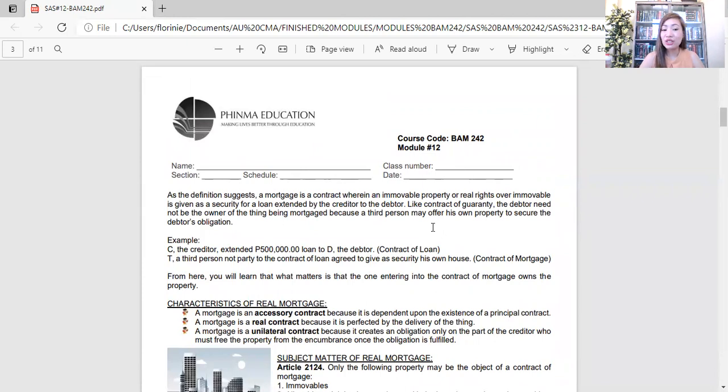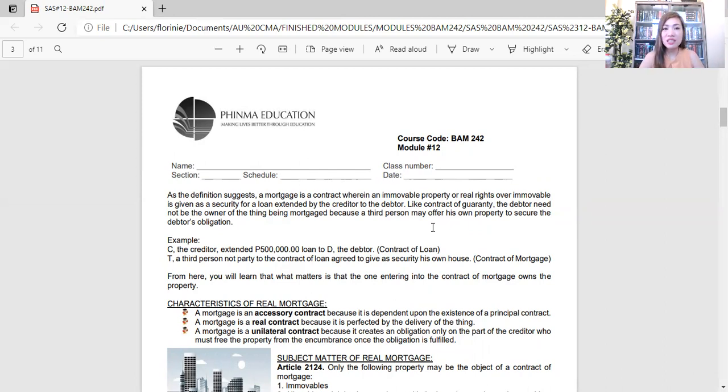Okay, so as the definition suggests, a mortgage is a contract wherein an immovable property or real rights over immovable property is given as a security for a loan extended by the creditor to the debtor. So like contract of guarantee, the debtor need not be the owner of the thing being mortgaged because a third person may offer his own property to secure the debtor's obligation. So siguro to like contract of pledge. Okay. Like contract of pledge, not guarantee.